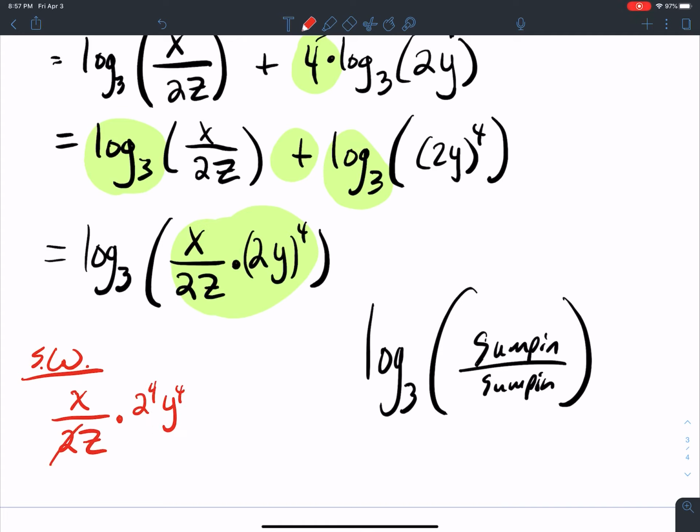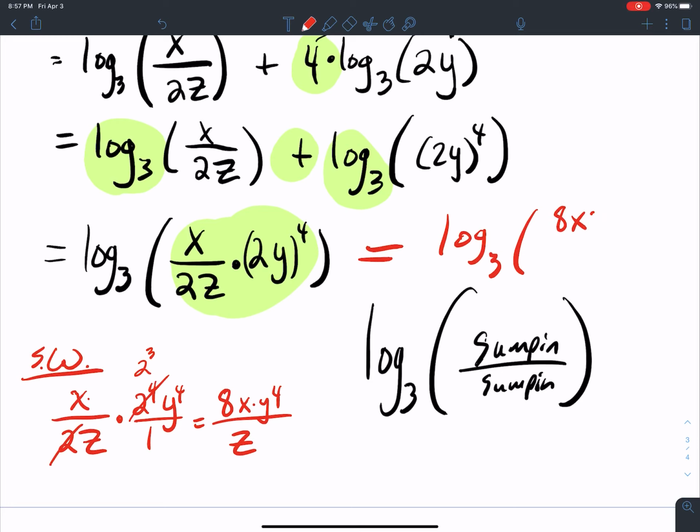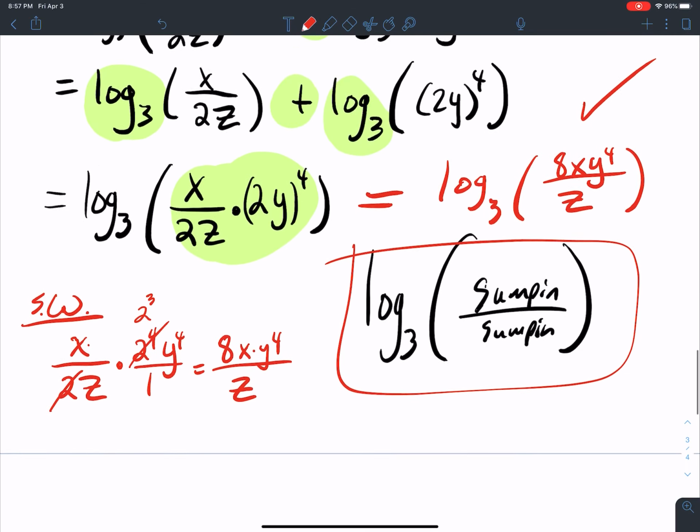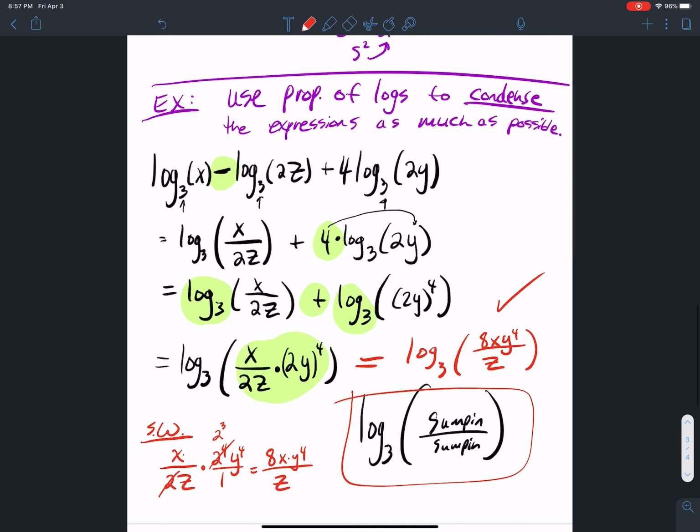Well, there's a 2 here, and there's 2 to the 4th up here, so this becomes 2 cubed, okay? So 2 cubed is 8, and then times x times y to the 4th over z. So my final answer is log base 3 of 8x y to the fourth over z, which is exactly what I predicted, right? Log base 3 of something over something. So that is the condensed version. Hopefully that helps you see what to do there.